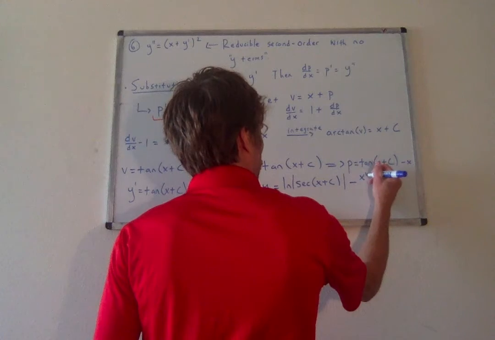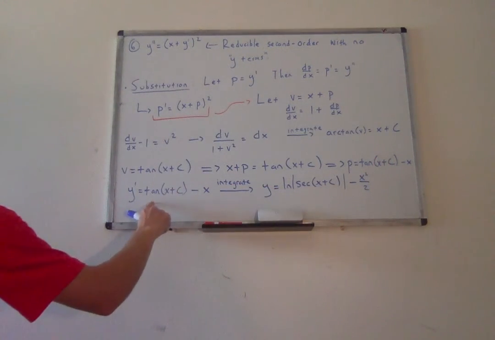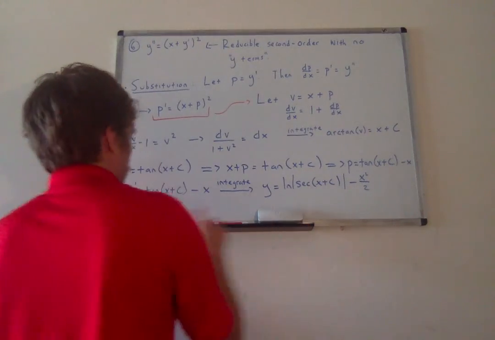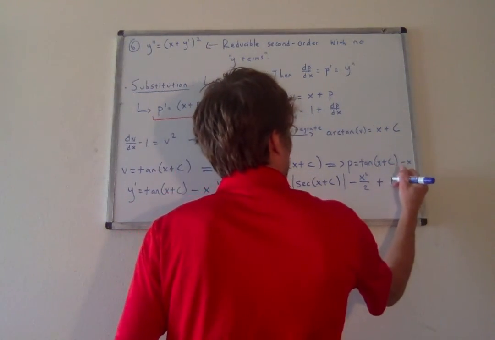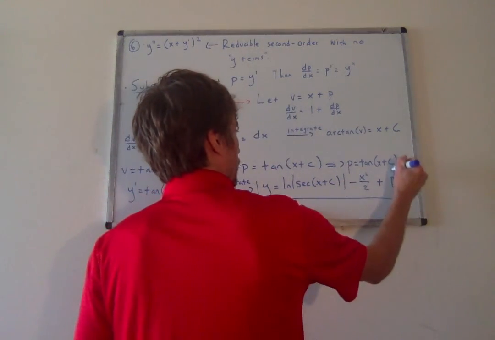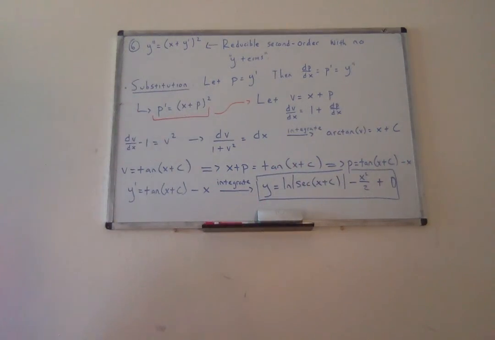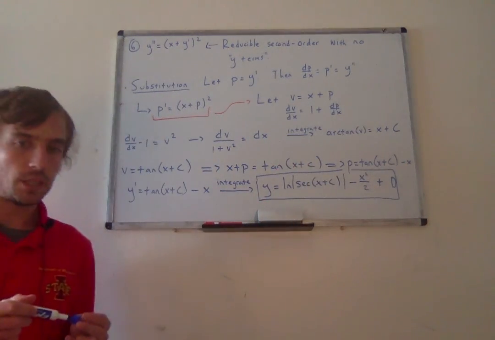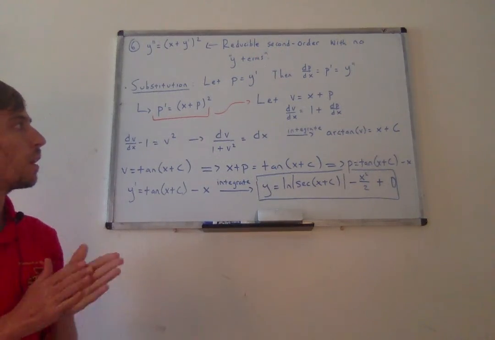Minus x squared over 2. And here we do need a second constant to account for the fact that we integrated again. I'll just call that constant d. And that would be the final answer to this, and we get a nice explicit solution.